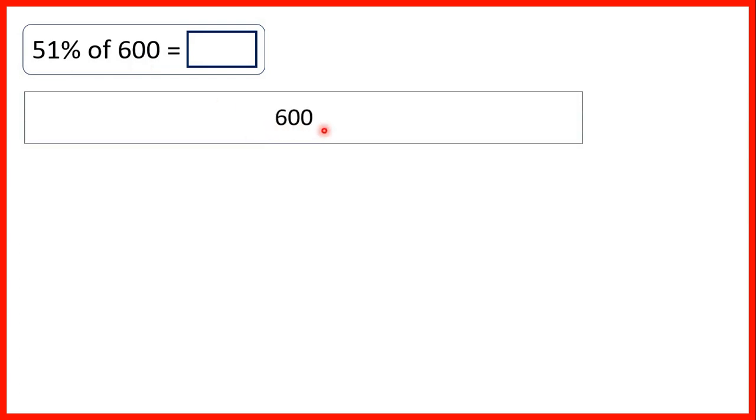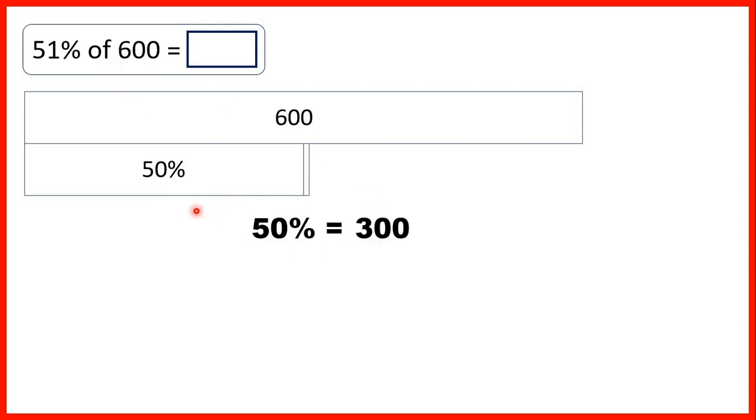Now we need to find 51% of 600. Now we could divide 600 by 100 and then multiply by 51. Or we can show 600 as our total quantity on the top of our bar model, and 51% we can represent as 50% and 1%. Now to find 50%, we can divide by 2, and 600 divided by 2 is 300. So instead of 50%, we can write 300 on our bar model.